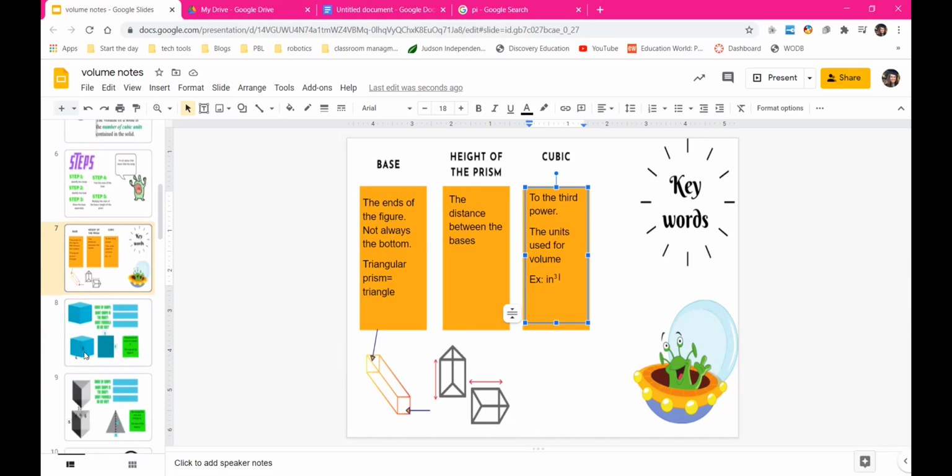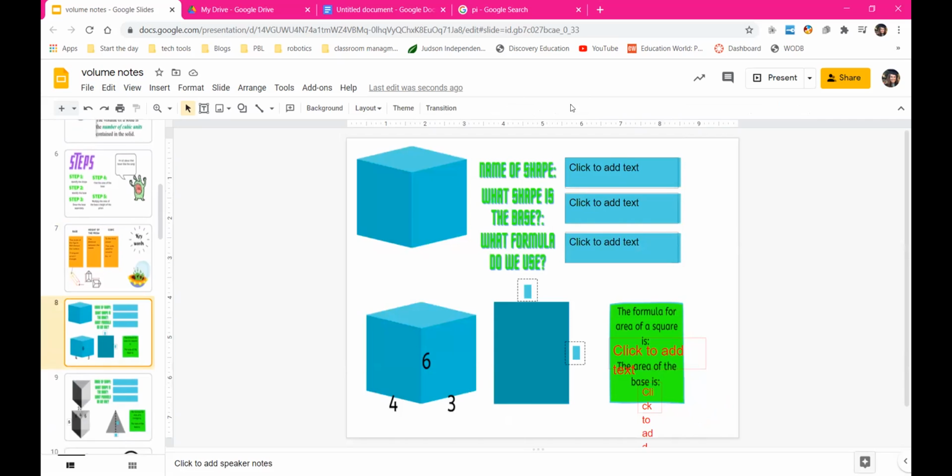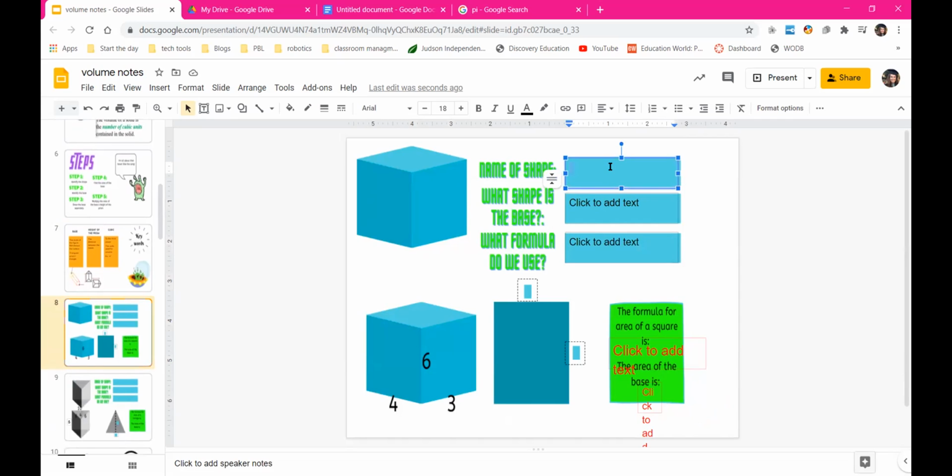Okay, going to slide number 8. So we have a shape here up in the top left-hand corner. My instructions say, first thing, what is the name of this shape? This is a rectangular prism. So what shape is the base of a rectangular prism? Not a trick question. It's a rectangle.